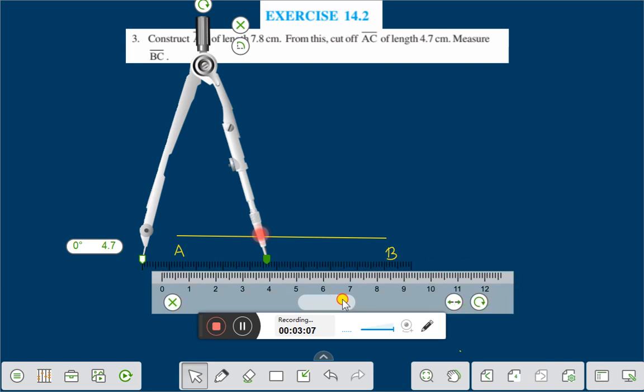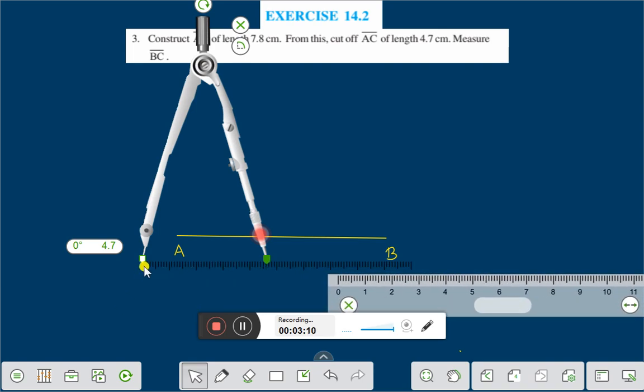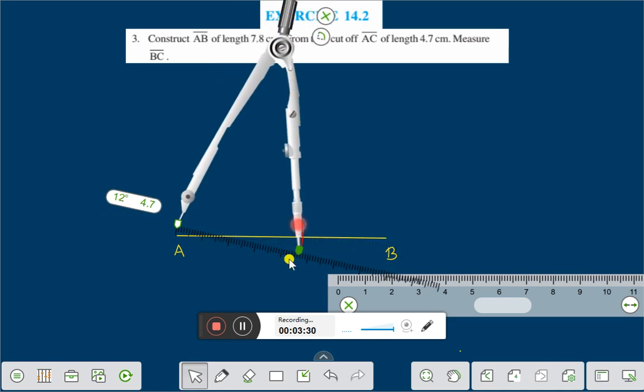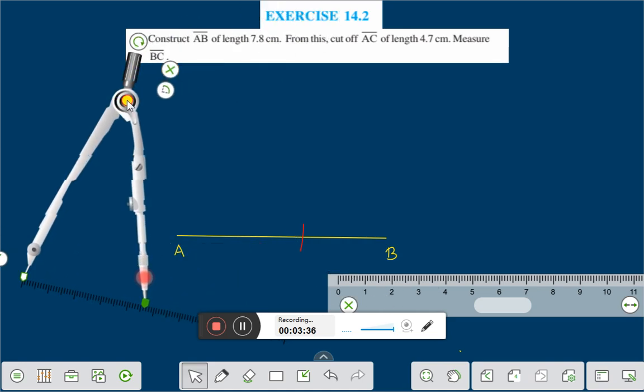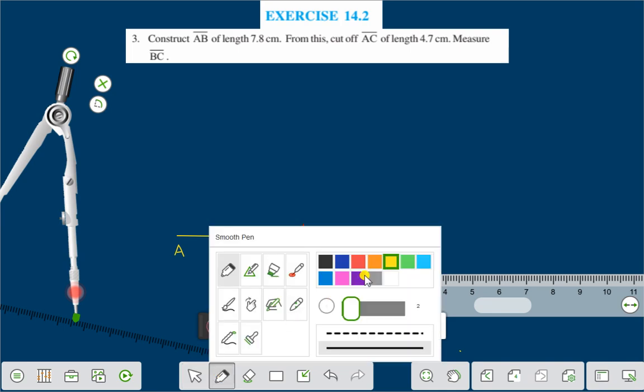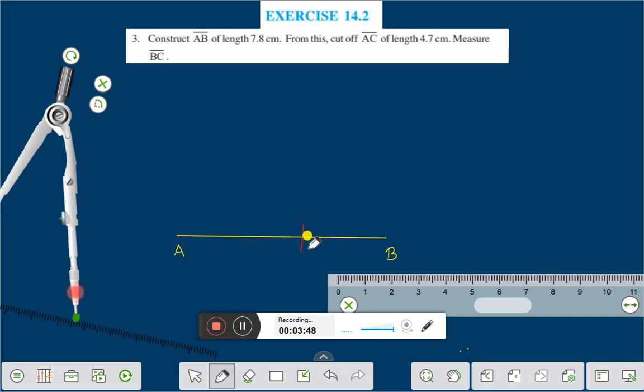Now we replace this one. Now put this pointer at point A, and make an arc at this point. We made an arc. I replace this one here. Therefore, this point is C.